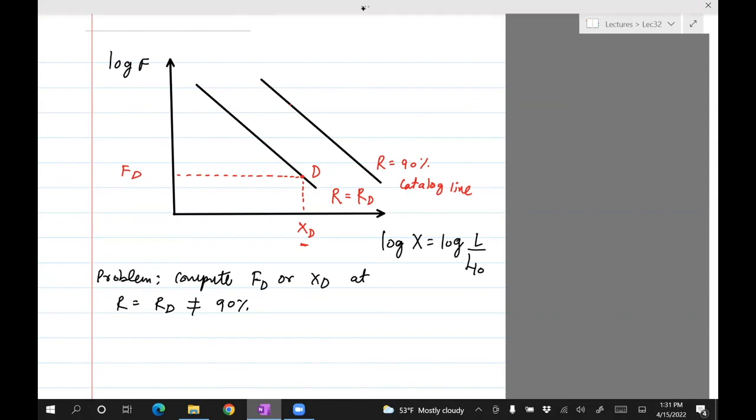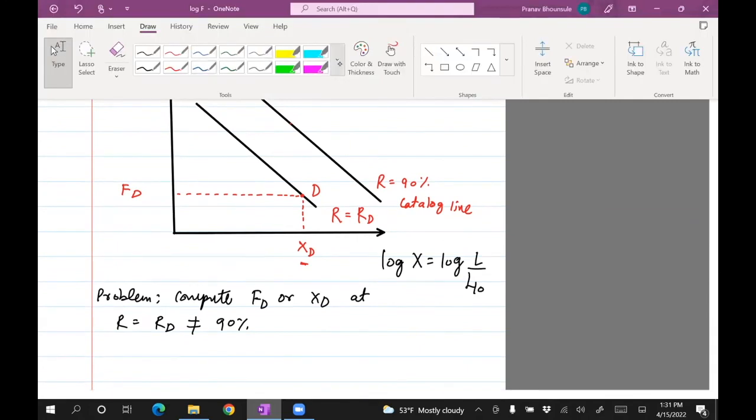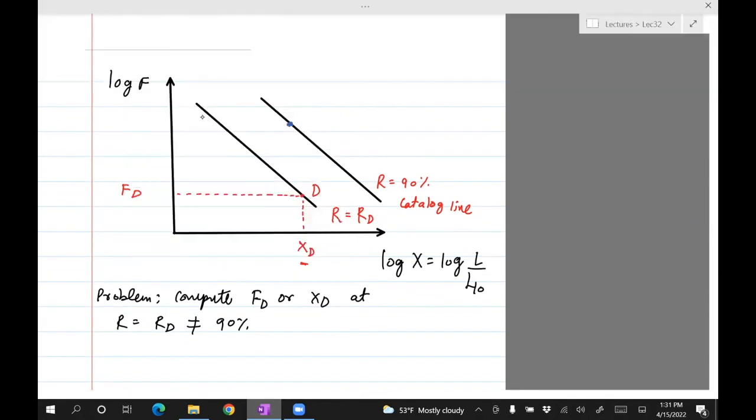So we know, let's say that one point on this line, draw that in blue, is this point, and that is something which we know the value of because this is a catalog line. So let's call that X10 because we know the value from the catalog, and then this is going to be the C10.